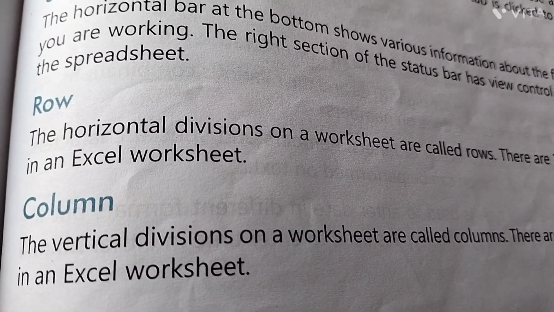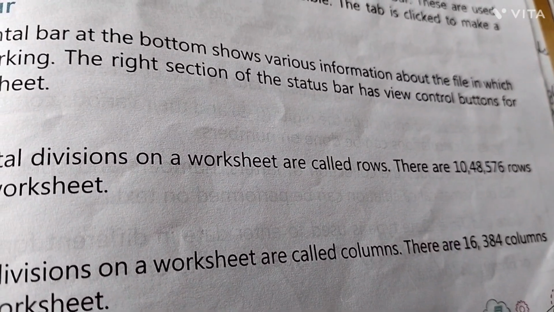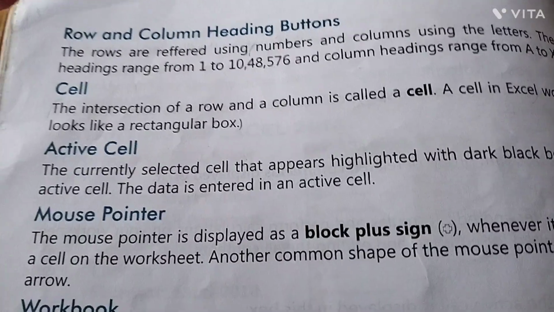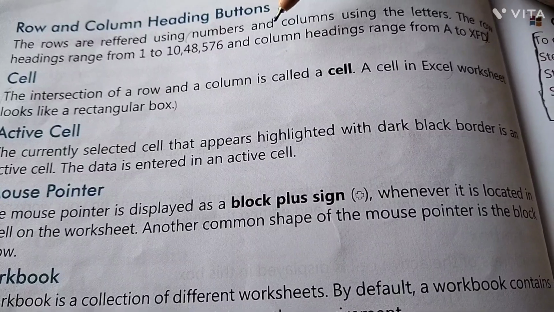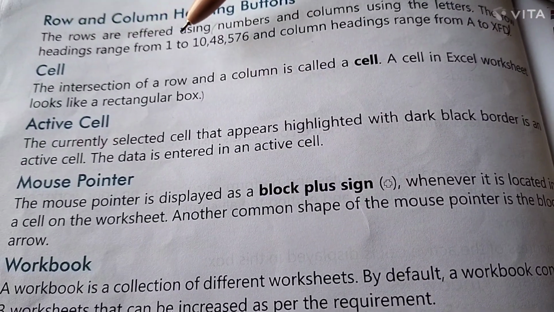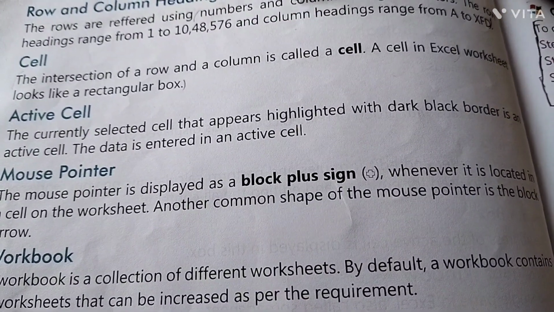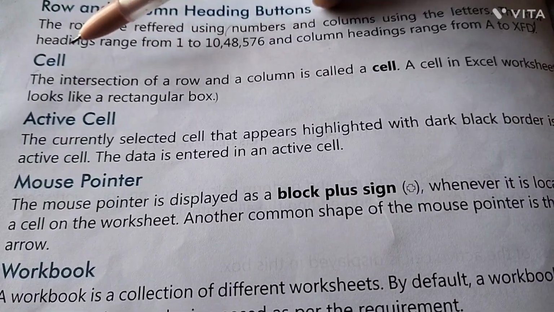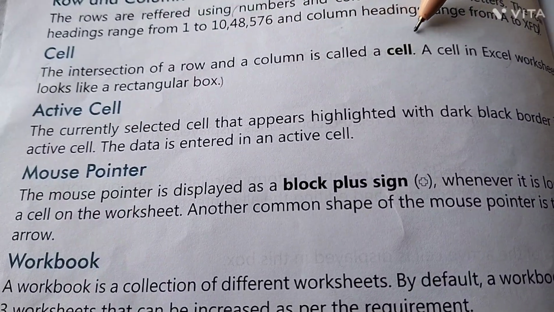Column: the vertical divisions on a worksheet are called columns. There are 16,384 columns in an Excel worksheet. Next, row and column heading buttons. The rows are referred to using numbers and columns using letters. The row headings range from 1 to 1,048,576 and column headings range from A to XFD. Cell: the intersection of a row and column is called a cell.